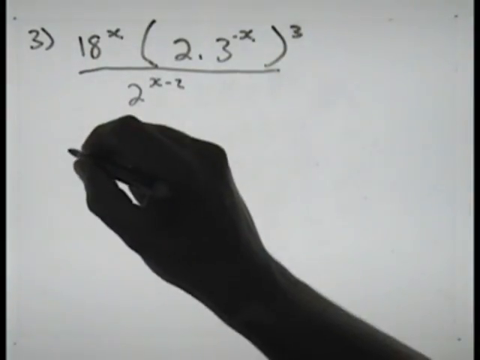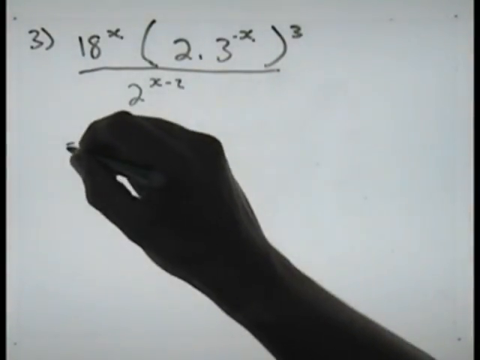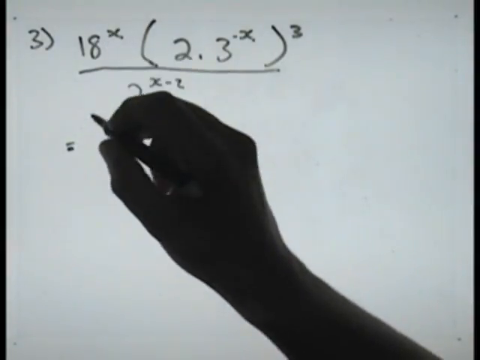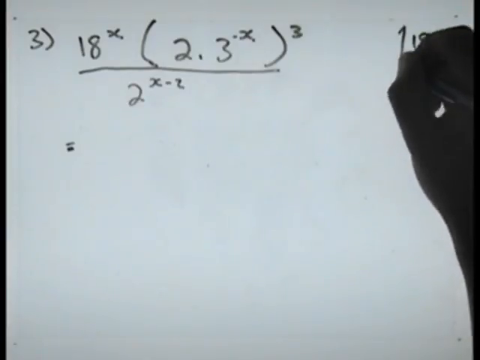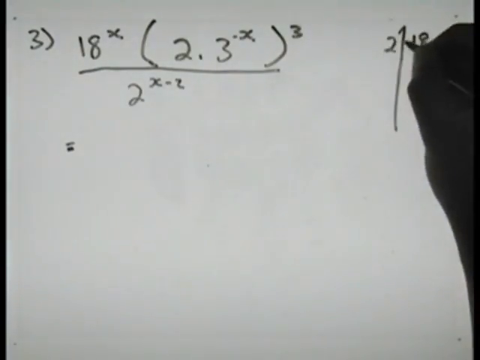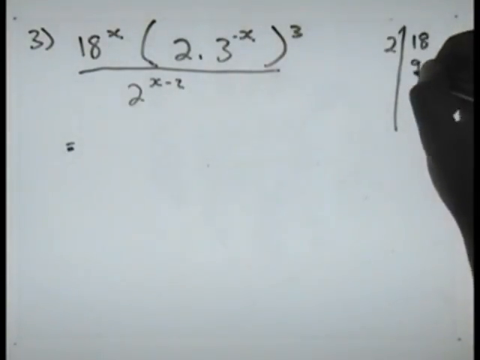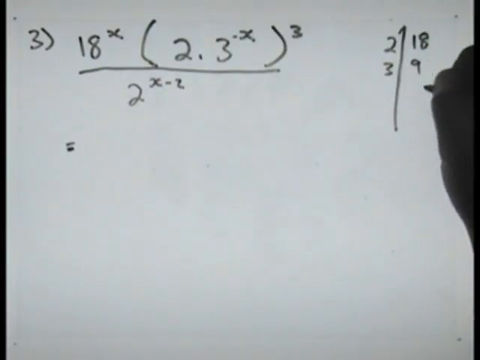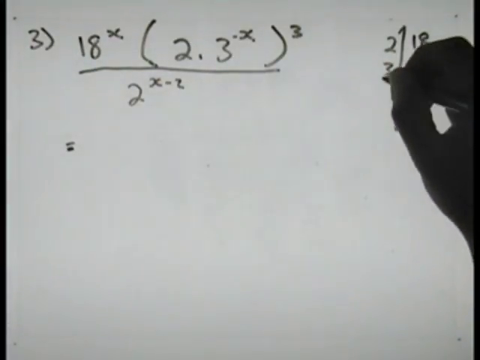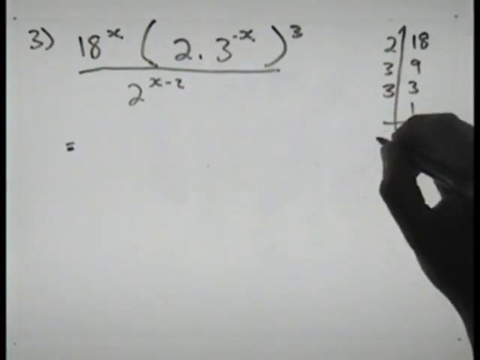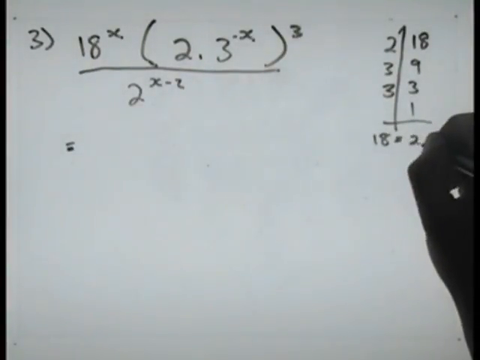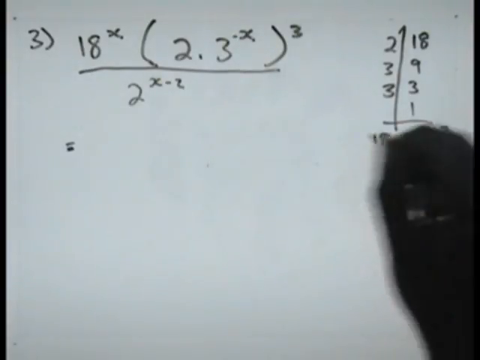I'm going to start by writing a little bit smaller. I'm going to start by turning that 18 into its simplest prime form. If I take 18, the smallest prime number into 18 is 2, goes 9 times. Smallest prime number into 9 is 3, goes 3 times. Smallest into 3 is 3, goes 1 time. We stop there. Means that 18 is equal to 2 times 3 squared.